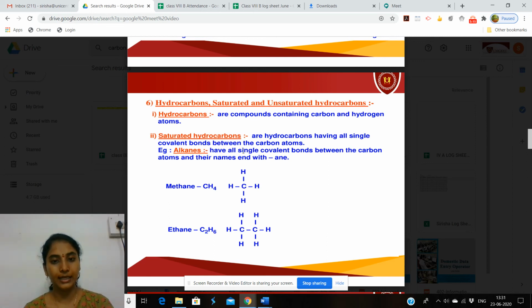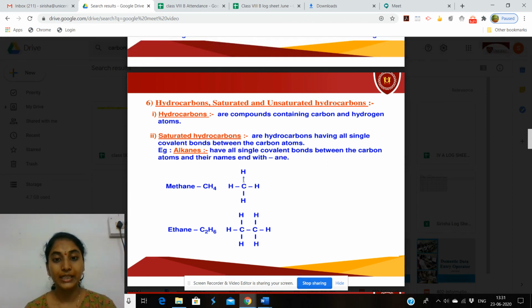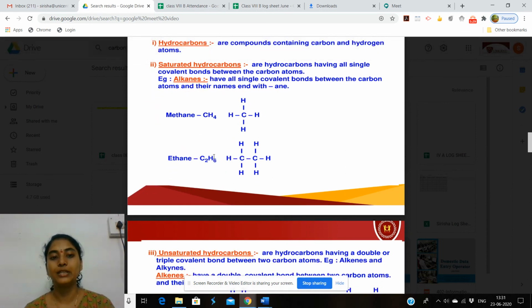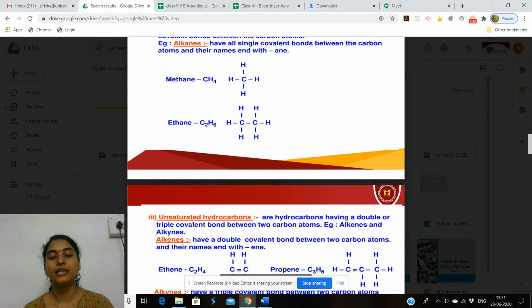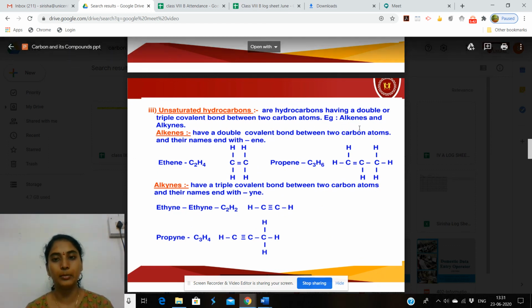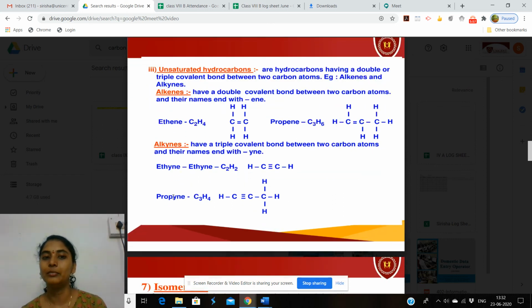For example, alkanes have all single bonds between the carbon atoms and their names end with "ane". Alkanes, "ane" means it contains only single covalent bonds. They are saturated hydrocarbons. Best examples are methane as well as ethane. Whereas if you come to unsaturated hydrocarbons, they contain either a double bond or a triple bond. That is why they are called unsaturated hydrocarbons. Best examples are alkenes and alkynes. The name "ene" constitutes two bonds, that means a double bond, whereas alkynes contain a triple bond between the atoms.